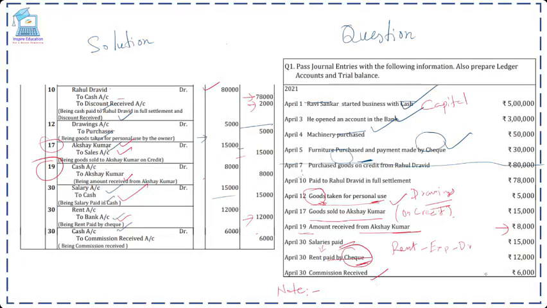The last entry is commission received. So commission received 6,000. Commission received means what? It is a nominal account, and it is received, so it is your income. Commission received will be credit, in rupees, 6,000. So cash is debit. Cash is coming. It may be bank also. So here is the solution for the journal entries for all these transactions.